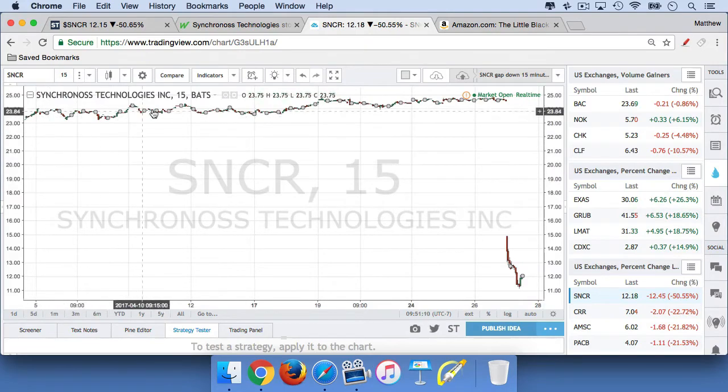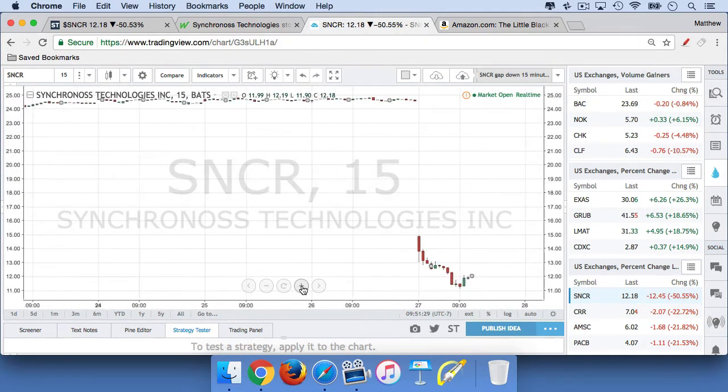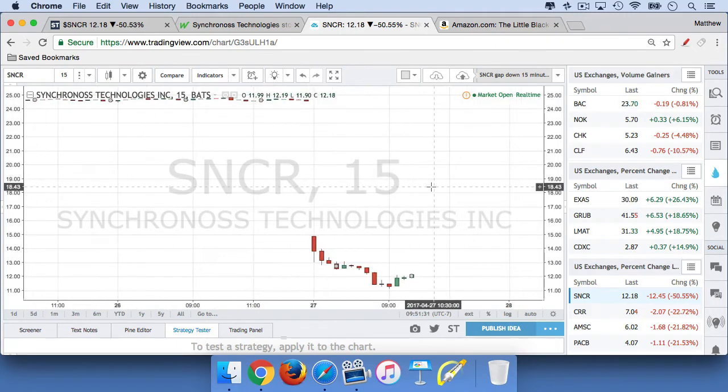This news came out when the market was still closed, and then the adjustment really happened today. Now you can see SNCR has been trading in the 24s and 25s for the last 20, 30 days. It's a little hard to see on the top here. This is basically a 15-minute bar chart, so each of these bars is 15 minutes. And you can see this giant gap down.